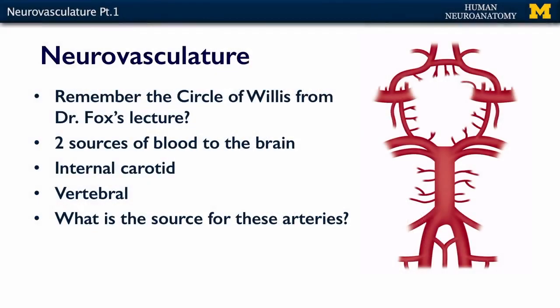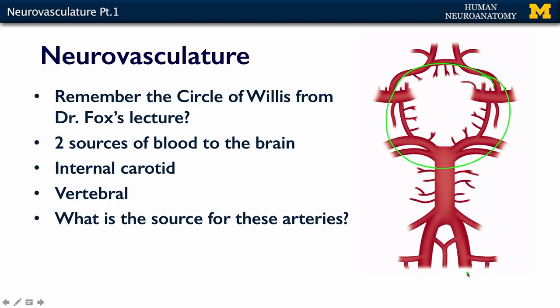In this lecture, we're going to talk about the cerebrovasculature or neurovasculature. For those of you who have already gone through Dr. Fox's lectures on the vascular system, you've already seen this diagram. This is our basic circle of Willis. And it's kind of a circle, sort of, kind of. I kind of think of it as some kind of little guy with legs.